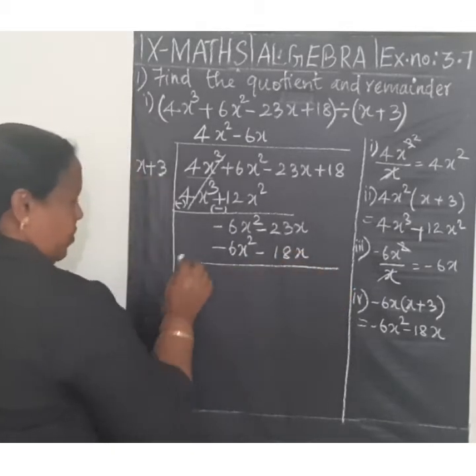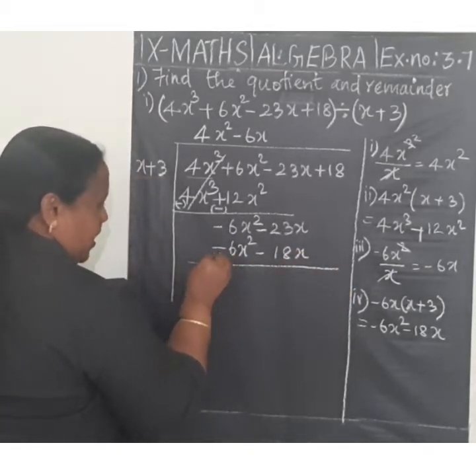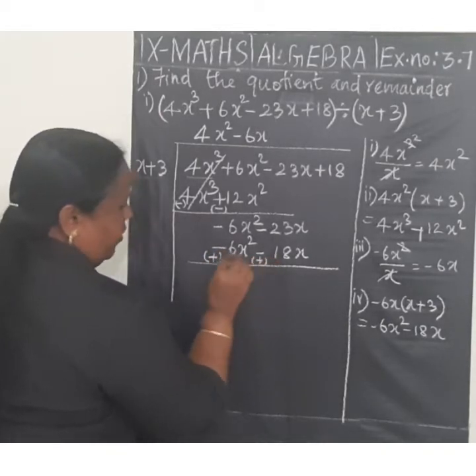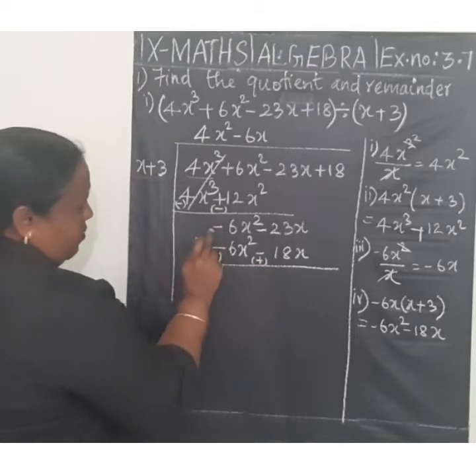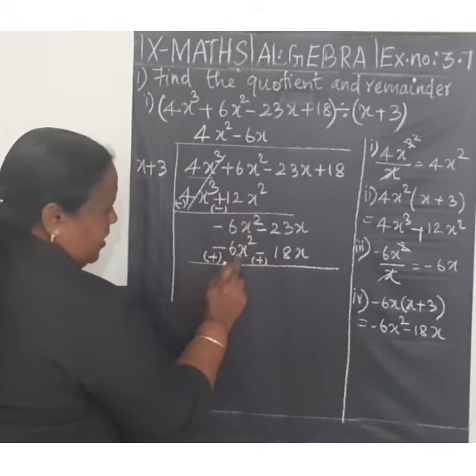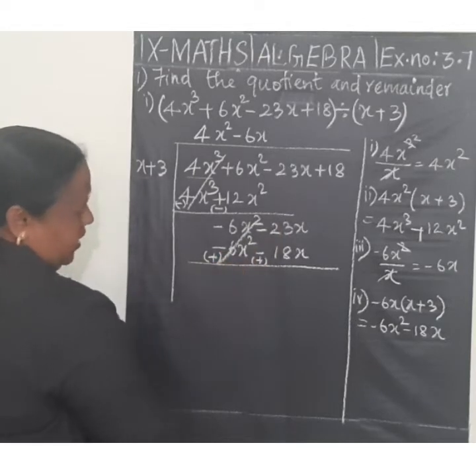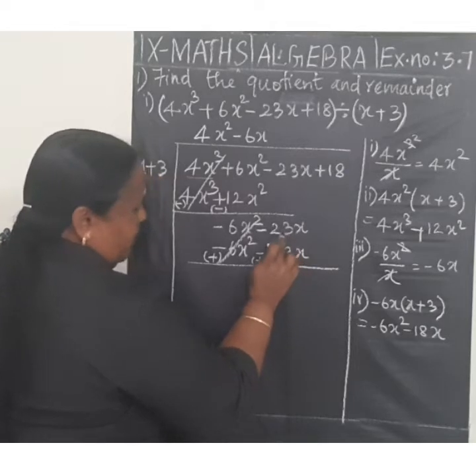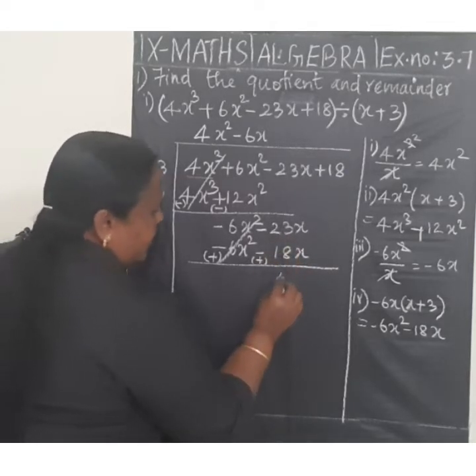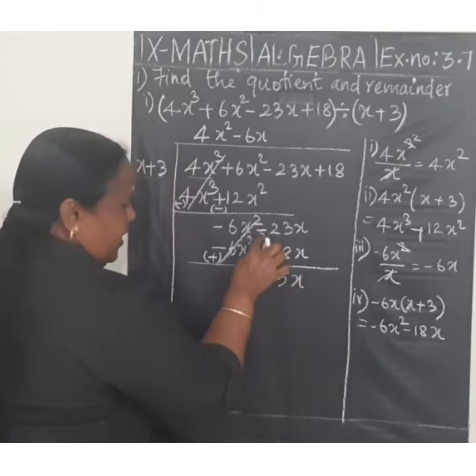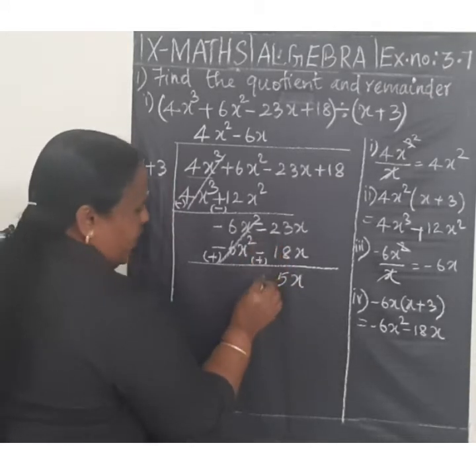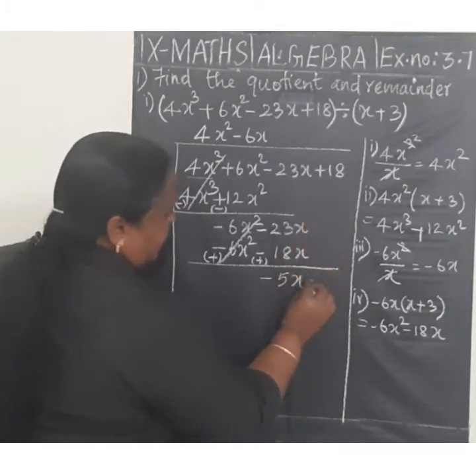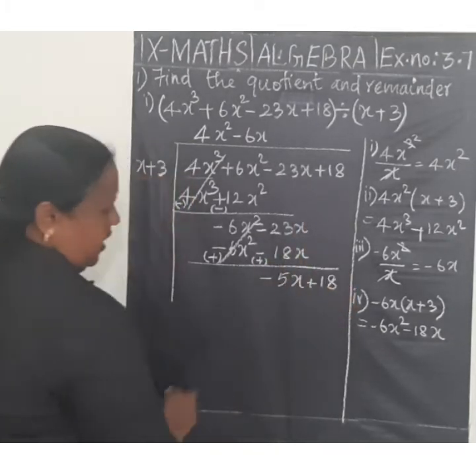Then we have to subtract this one. For that we have to change the sign. Here minus sign is there, so we put plus. Here also minus sign is there, so we put plus. So minus 6x square and plus 6x square will get cancelled. Here minus 23x and plus 18x: 23 minus 18 is 5x. For the greater number we have a minus sign, so we put minus 5x. Then we have to bring down the next term, which is plus 18.